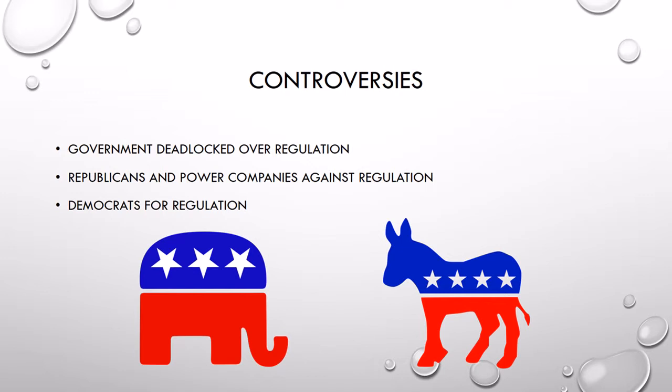Some controversies over thermal pollution: the government is always deadlocked over regulations. The Republicans and the power companies are against regulation, which would help improve our economy, but cutting regulations allows companies to do things such as thermal pollution. Democrats advocate for regulating industries to stop companies from taking advantage of the environment, which reduces things such as thermal pollution. The debate over improving the economy versus improving the environment stops progress in its tracks.